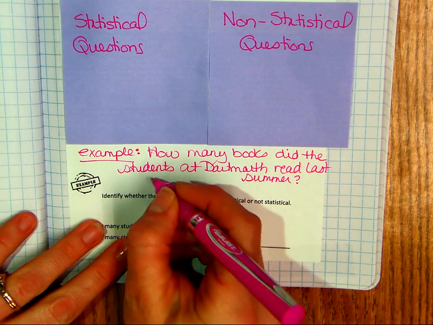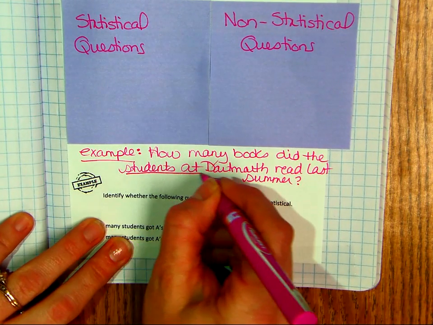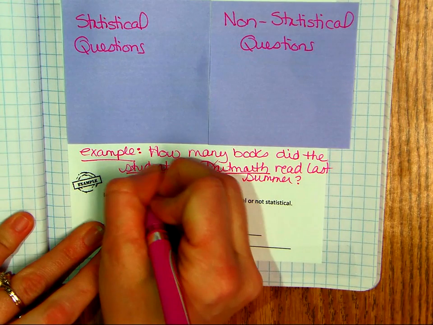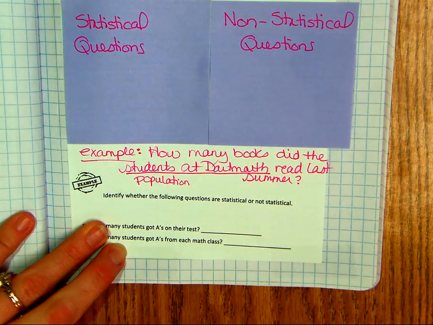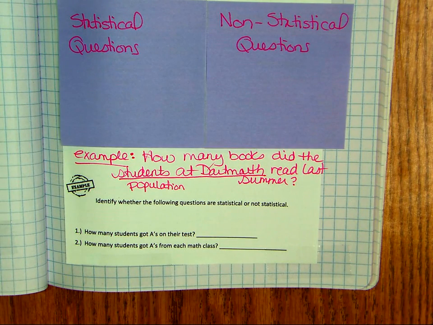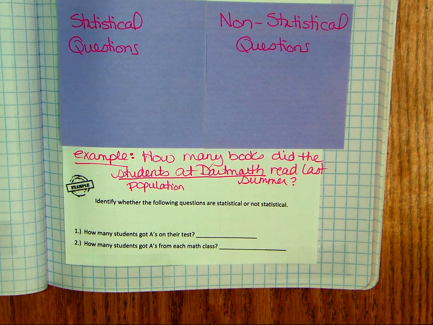So I'm going to first of all underline the students at Dartmouth. That's your population, just to make sure that you're clear about that. And also, is it something that we could represent with a data chart or some type of graphic organizer? Could we organize this data, collect the data, and keep track of it in an organized way? Yeah. So that would be a very good statistical question.